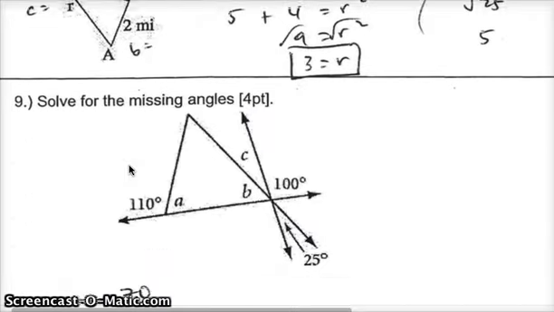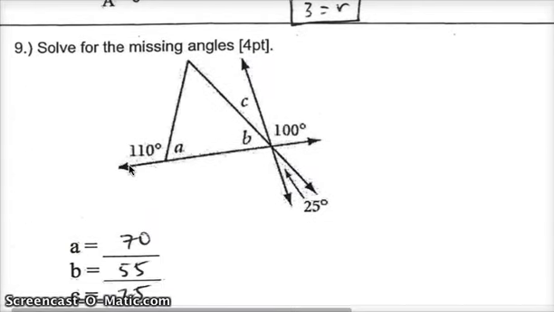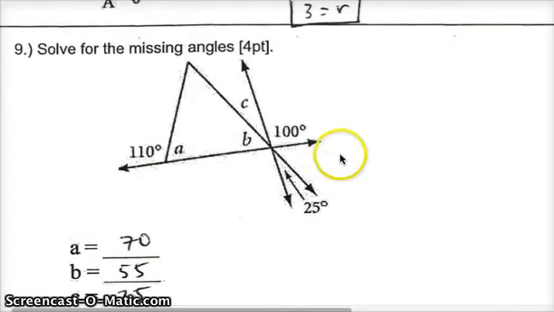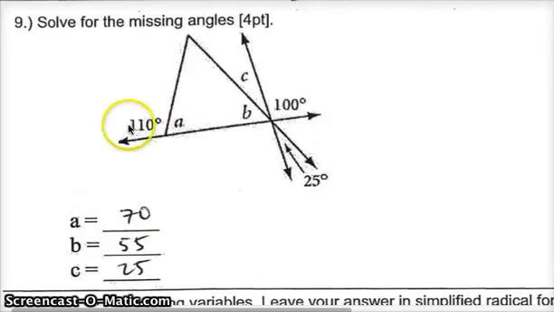Question number 9. Solve the missing angle here. In this problem, you have a straight angle. So I would use a linear pair here. Blank plus blank equals 180. A is equal to 70.